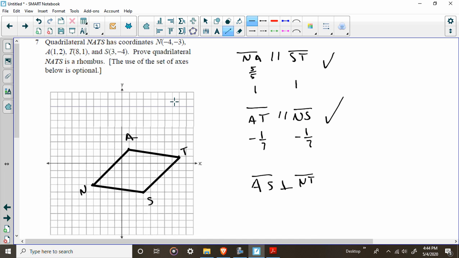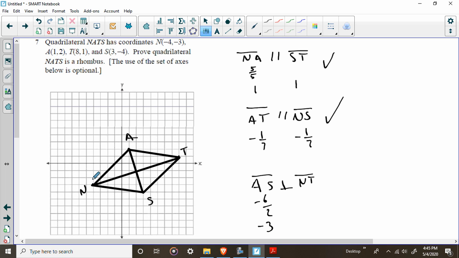Now we want to say, hey, is it a rhombus? What do we know about rhombuses or rhombi? That their diagonals are perpendicular. So AS has a slope of 1, 2, 3, 4, 5, 6 over 2. So that is a slope of -6 over 2, which, if we reduce, is going to be -3.